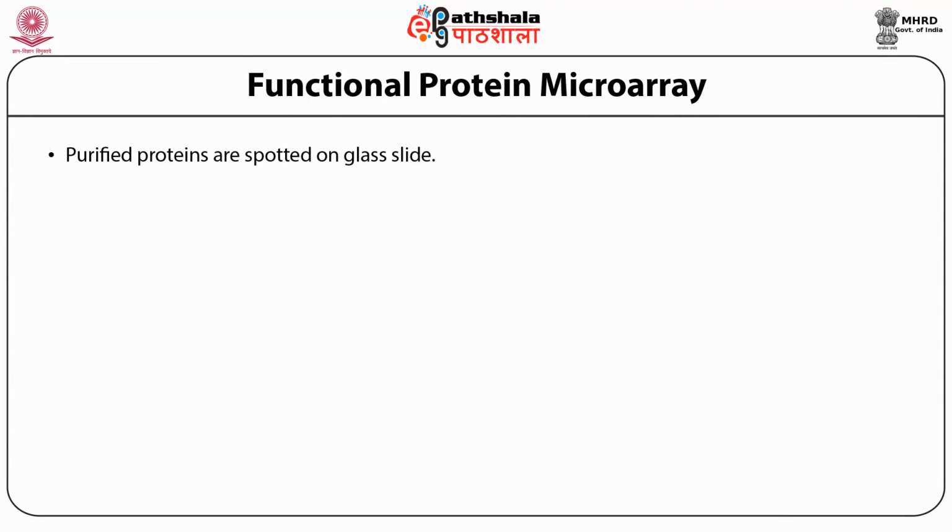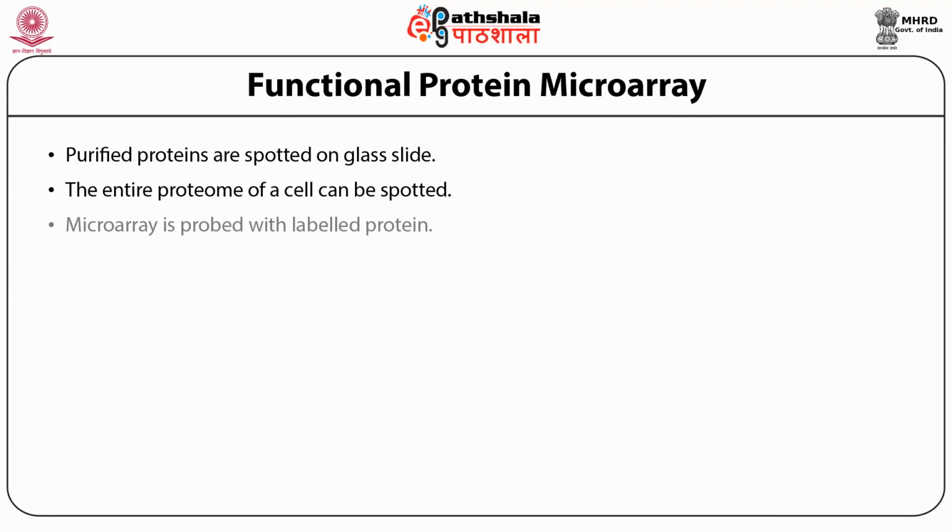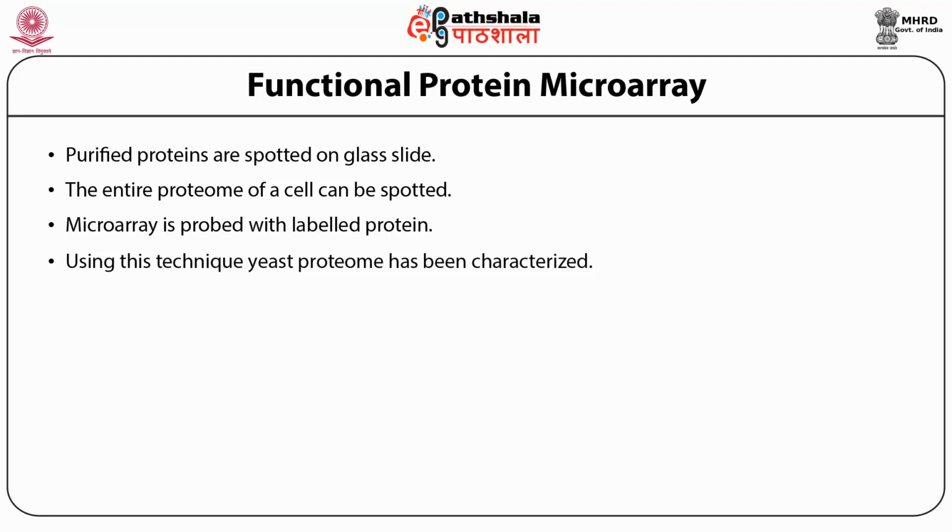The purified proteins are spotted on the glass slide. In fact, the entire proteome can be spotted on the glass slide, and then you label the proteins present in a cell, pour it over this glass slide, and ask what kind of proteins are bound to the immobilized protein. The yeast proteome has been characterized by this method. Similarly, the calmodulin-interacting proteins have been identified.